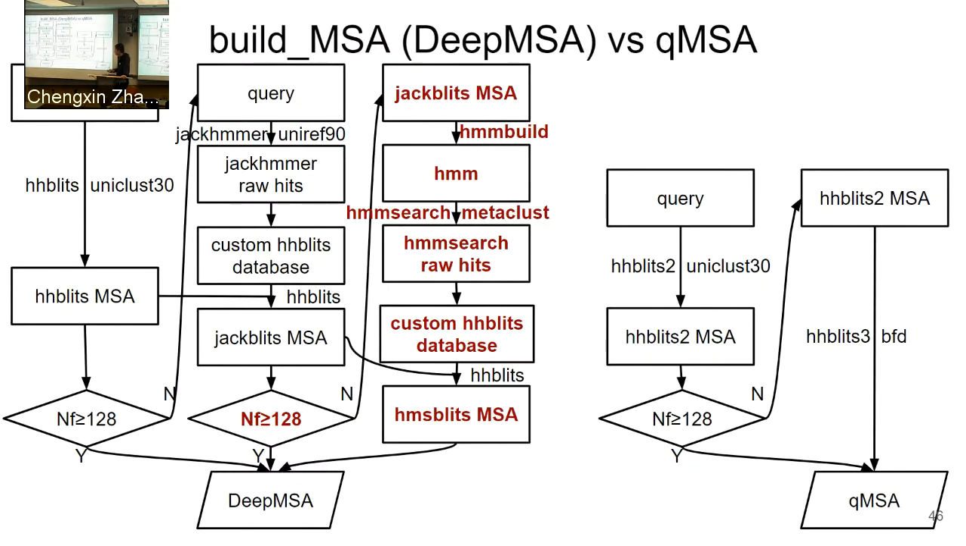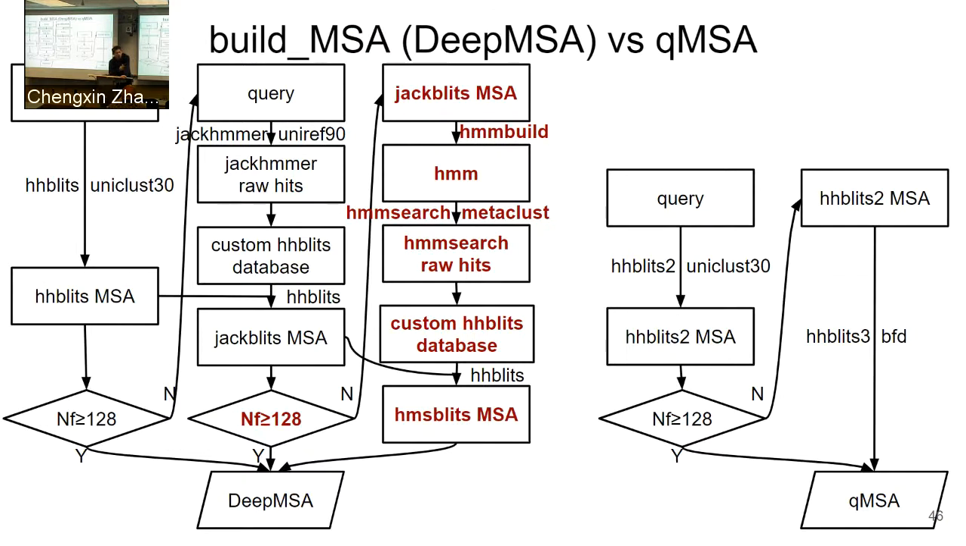So with the three stages, I can improve the contact prediction accuracy by around 4%. And this work is now accepted by Bioinformatics. So this is just a simplified pipeline that I'm trying to develop, but I haven't finished this part yet.